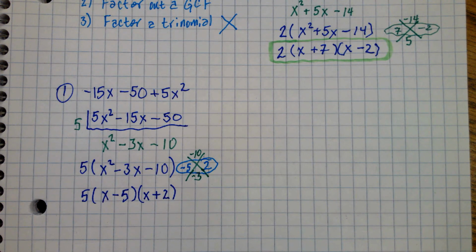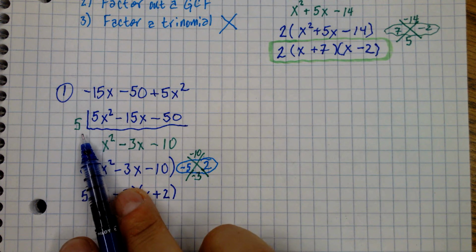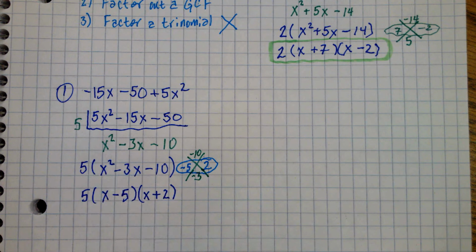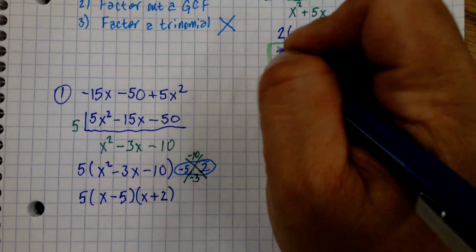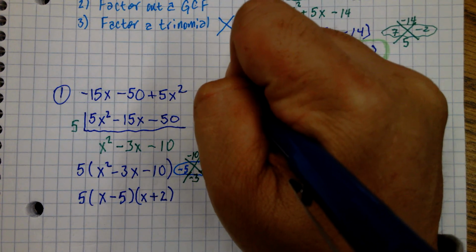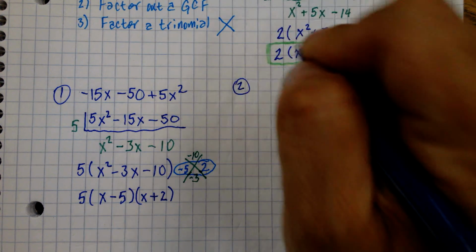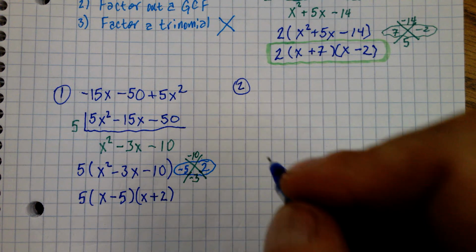Okay, the next two, we're going to factor out not only just a coefficient, a number, a constant basically. We're going to factor out a number and a variable. So number 2. All right, here we go.